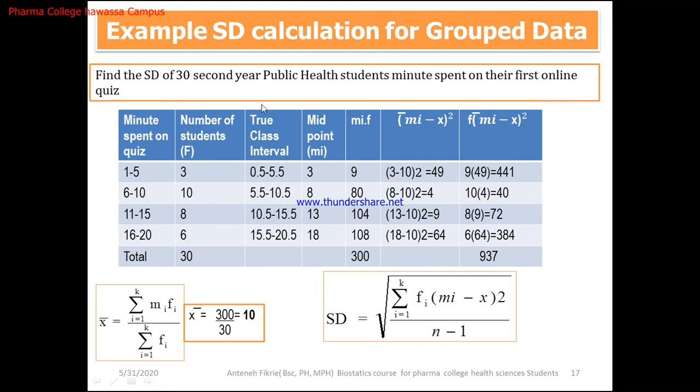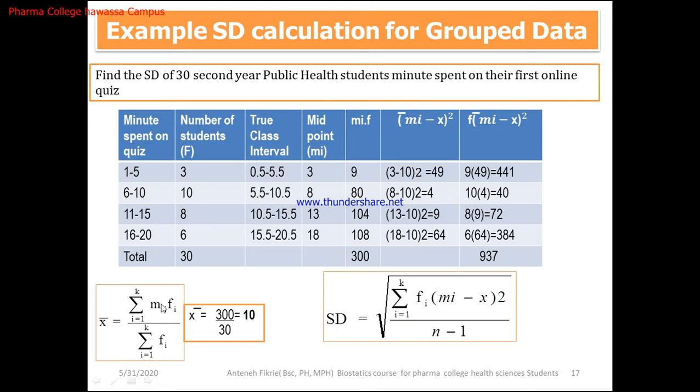So we need to calculate the true class limits. To obtain the true class limit, subtract 0.5 from the lower limit and add 0.5 to the upper limit. Then find the midpoint. For the first class, 0.5 plus 5.5 divided by 2: 6 divided by 2 is 3. We count the others the same way. Then finally, multiply the midpoint by the frequency.